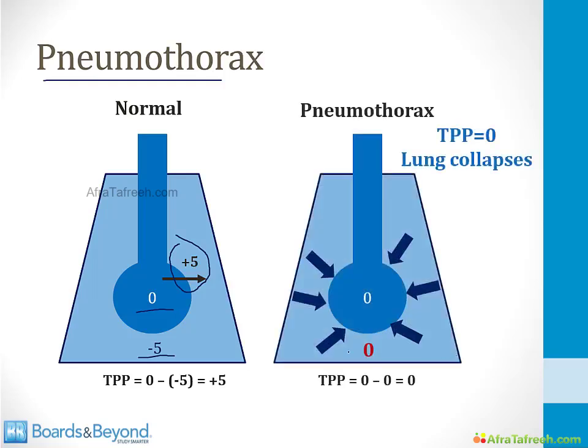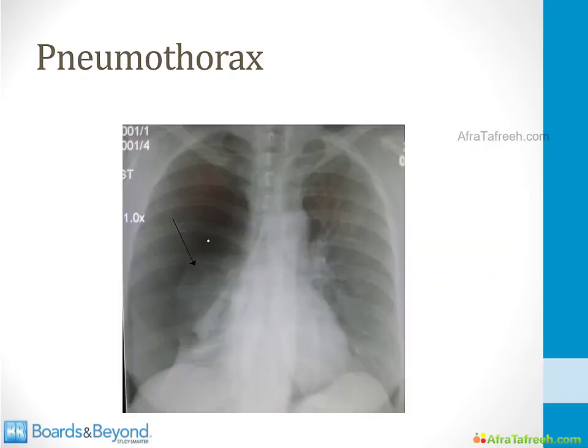In a pneumothorax, the pressure in the intrapleural space becomes 0. That's because there's a hole in the lungs allowing the atmosphere to connect to the pleural space. When this happens, the transpulmonary pressure becomes 0, and that means that the lungs collapse. There's no force to keep the alveoli open, and they want to collapse, so they will collapse, and that's what happens in a pneumothorax.